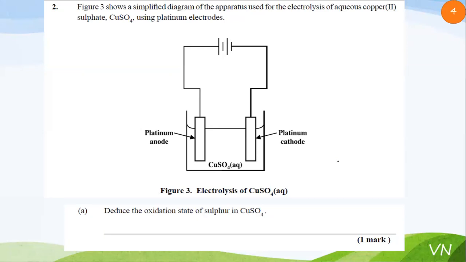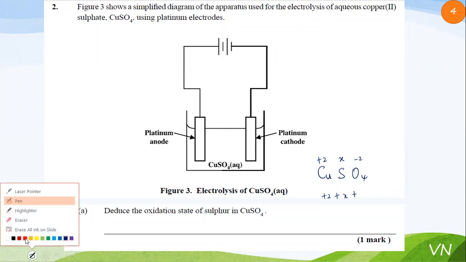So I'm just going to work that out quickly. We have copper, sulfur, and oxygen in copper sulfate. The question is asking what the oxidation state of the sulfur is, so we're going to call that X. Copper we know is +2, and oxygen we know is -2. So this is going to be an equation of +2 plus X plus, let me just put these in brackets so you can follow easier.